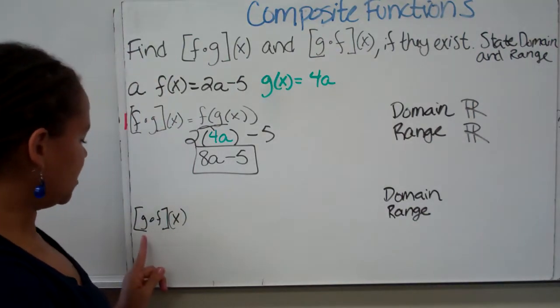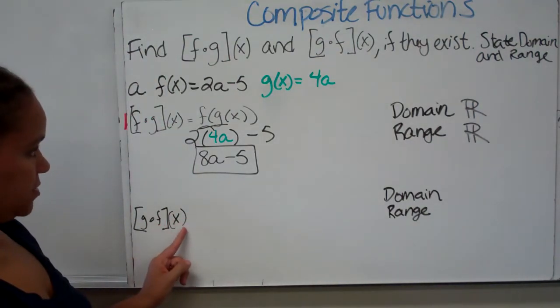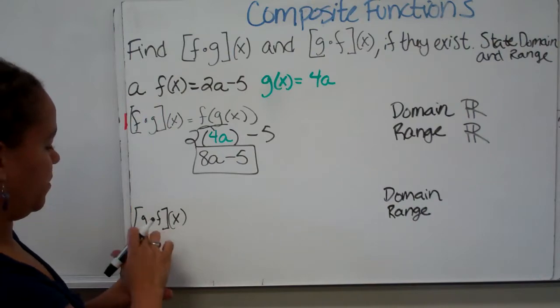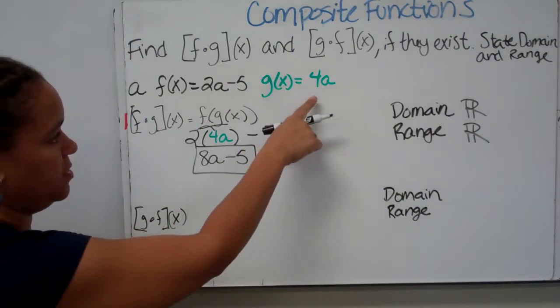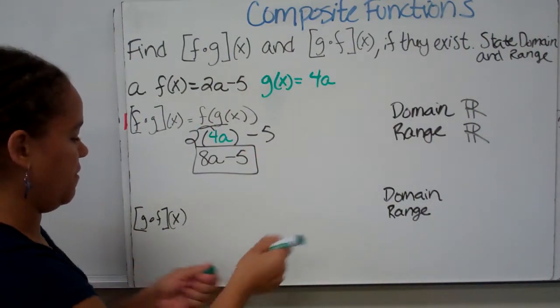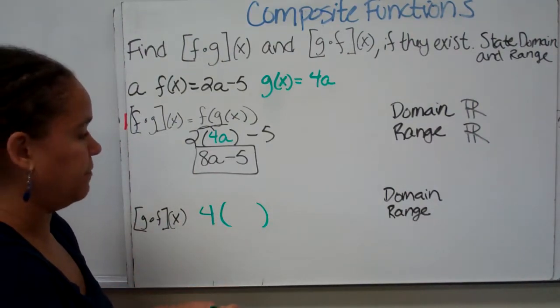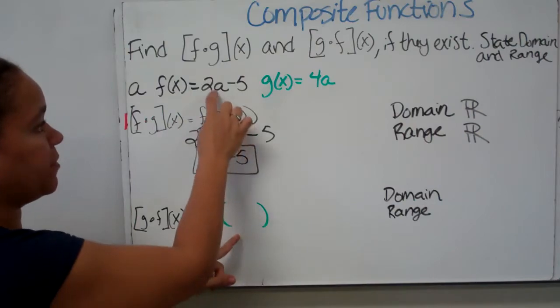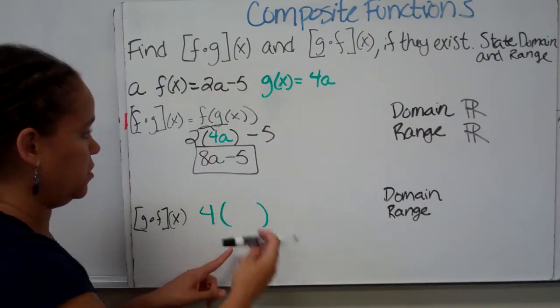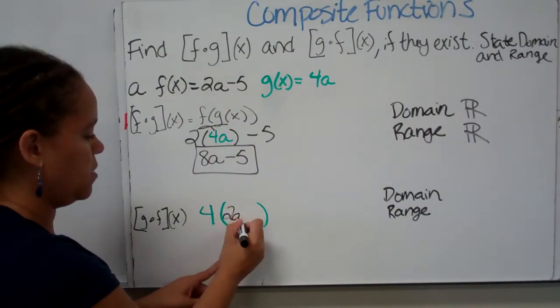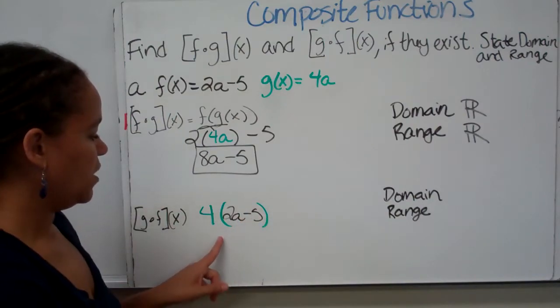Okay, so now let's look at g of f of x. So now I need to put the g function on the outside. So this would be 4, put a big old parenthesis, times a. And inside of here, I want to put the entire f of x function: 2a minus 5. Now we simplify.